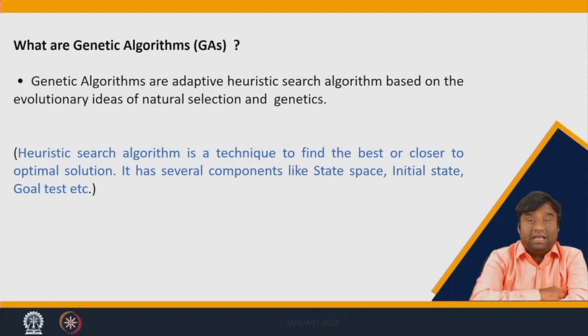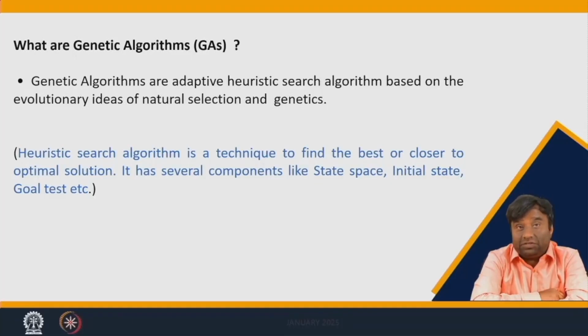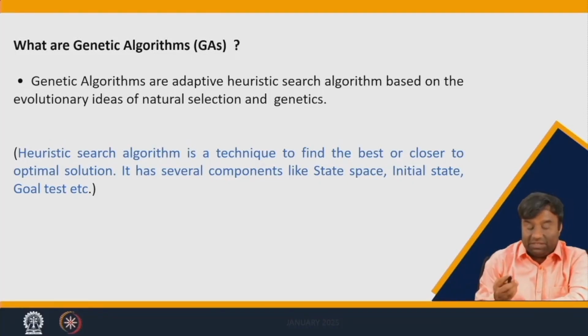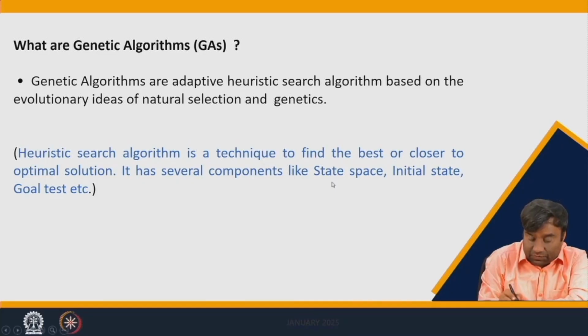So, what are genetic algorithms? Genetic algorithms are adaptive heuristic search algorithms based on the evolutionary ideas of natural selection and genetics. Basically, a heuristic search algorithm is a technique to find the best or closer to optimal solution. It has several components, like state space. State space means the set of all possible solutions.